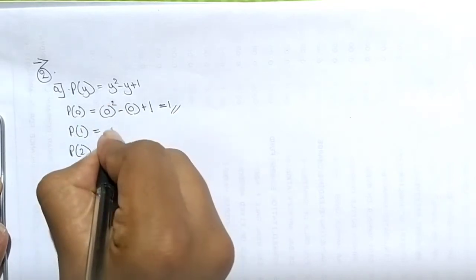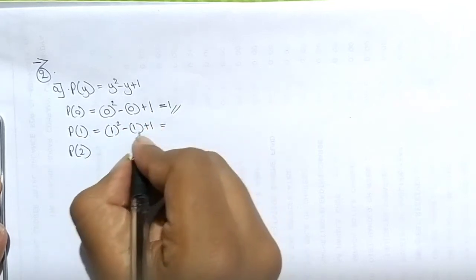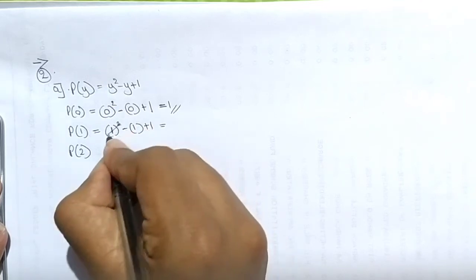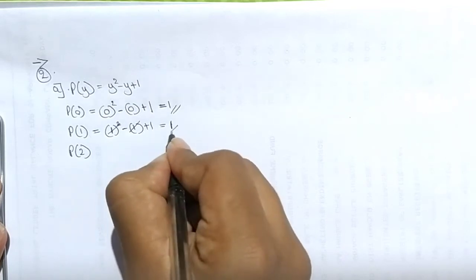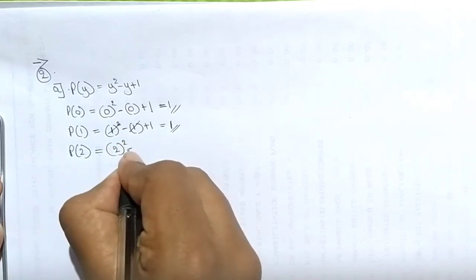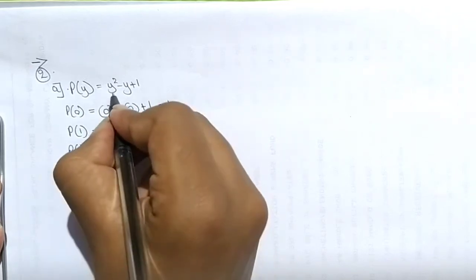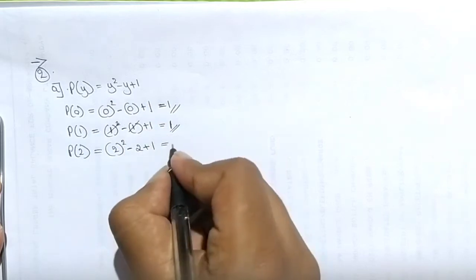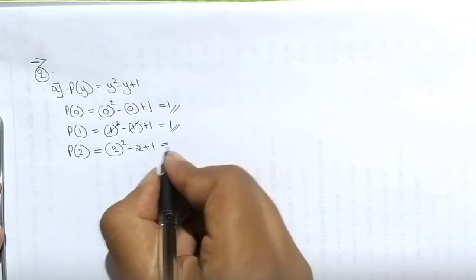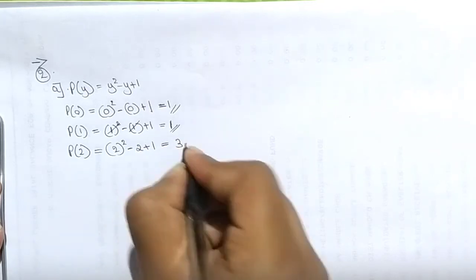First case you got 1. Second, substitute 1 in that place. 1 square minus 1 plus 1: 1 square is 1 only, and 1 and minus 1 are going to cancel. You will remain with 1 only. Substitute 2: 2 square minus 2 plus 1. I am substituting 2 in the place of y in this question. Please don't confuse. 2 square is 4, 4 minus 2 is 2, 2 plus 1 is 3.